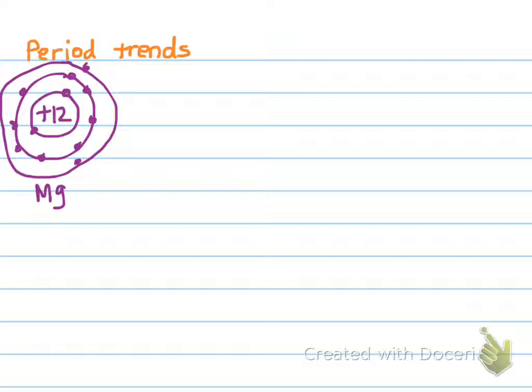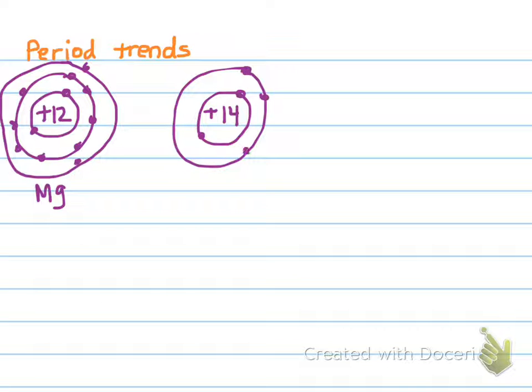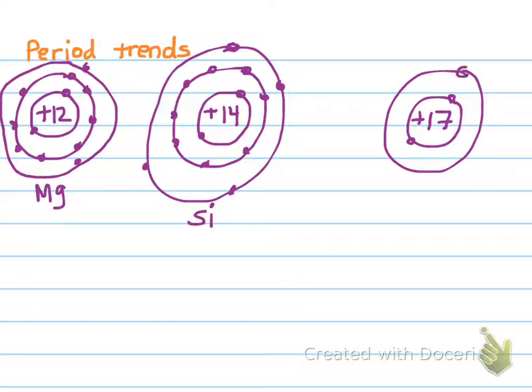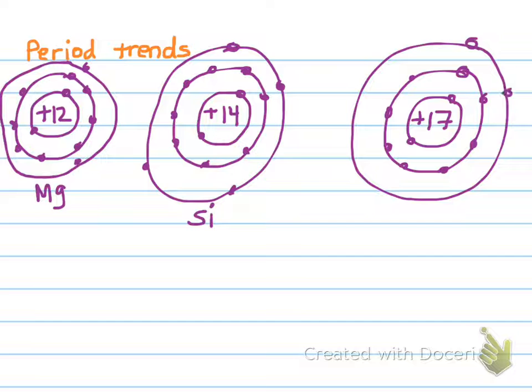If we look at silicon with plus 14, and we have 2 electrons in our first energy level, we're going to have 8 additional ones in our second. And then we're going to have a total of 4 more out in our third energy level for silicon. And if we take a look at chlorine, which has 17 protons, 2 in our first, 8 in our second, which leaves us 7 in our third.